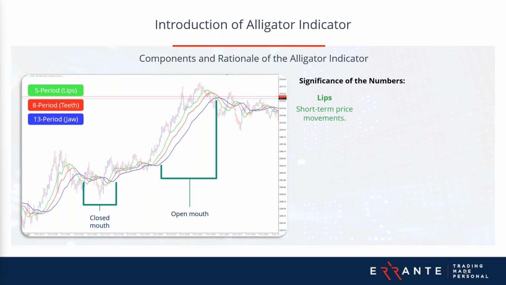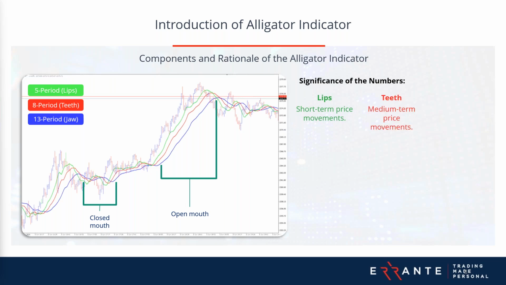The Fibonacci sequence is a series of numbers where each number is the sum of the two preceding ones, such as 1, 1 plus 1 equals 2, 2 plus 1 is 3, 3 plus 2 is 5, 8, 13, and so on. And this sequence is prevalent in nature, and many traders believe it has predictive qualities in financial markets. That's why we see these numbers in the alligator indicator.